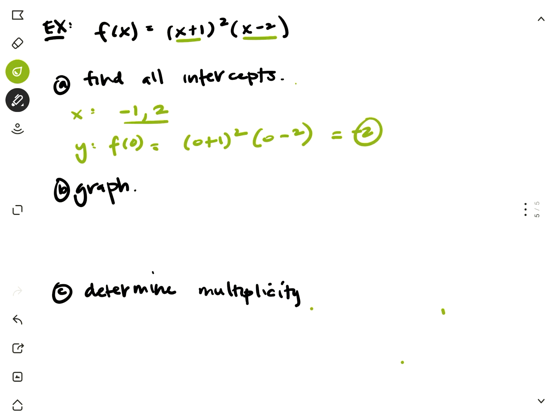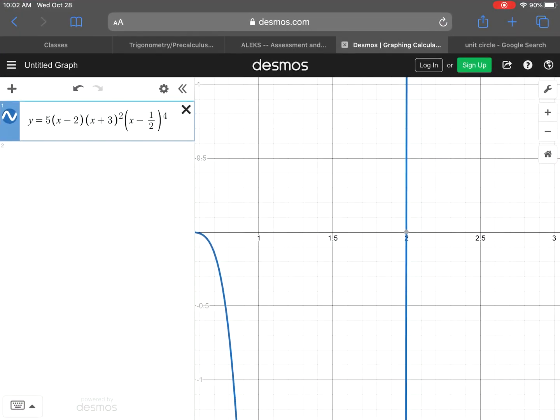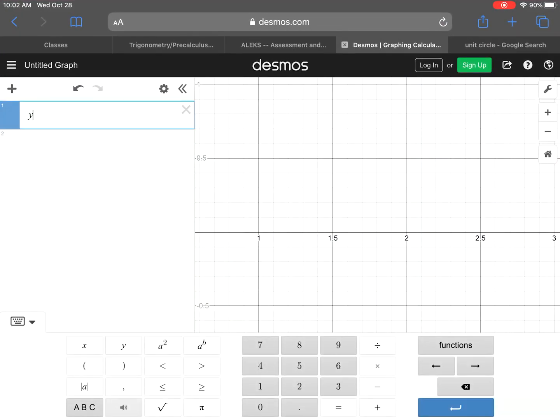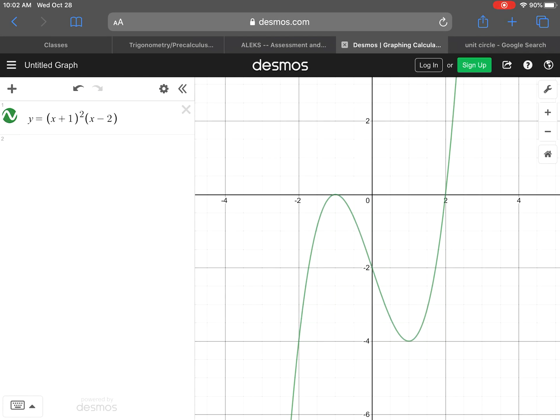Now we can go ahead and graph it. I guess we can probably just go ahead and use Desmos. x plus 1 squared, x minus 2. Okay, so if we zoom this out so we can see it, then definitely yes, we have a zero there at 2, and we have a zero there at negative 1.